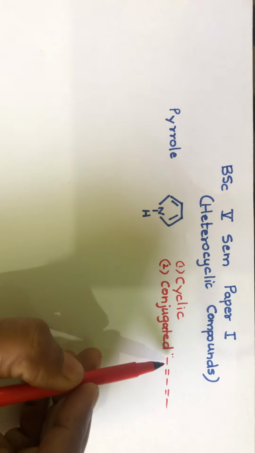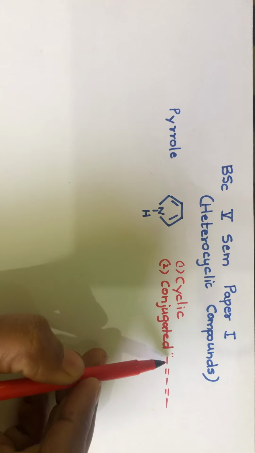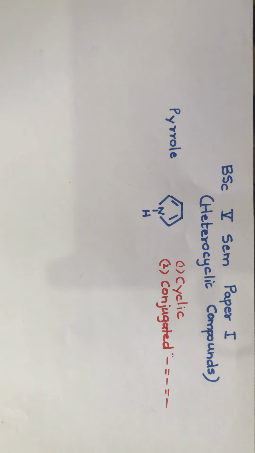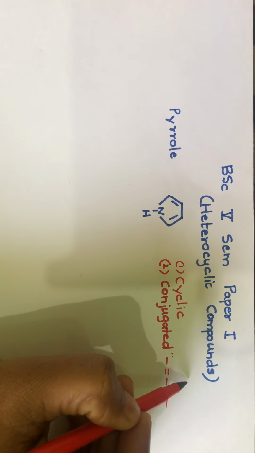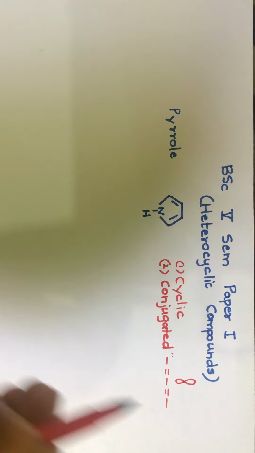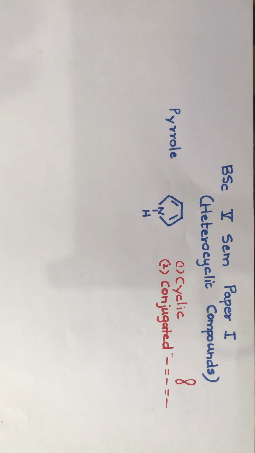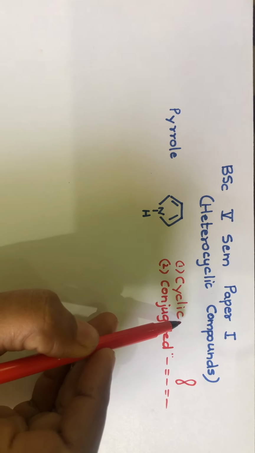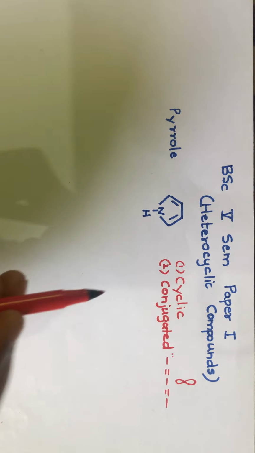That means all the atoms should be involved in delocalization. Delocalization of whatever the pi electrons or the lone pair of electrons takes place. All the atoms should participate. For an atom to participate, each atom should have an unhybridized p orbital in the same plane, so that they can participate in the delocalization. So the system should be cyclic and it should be conjugated.